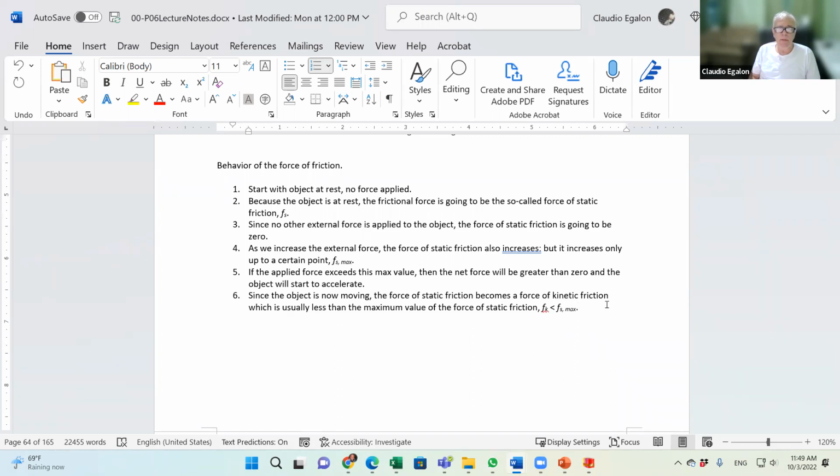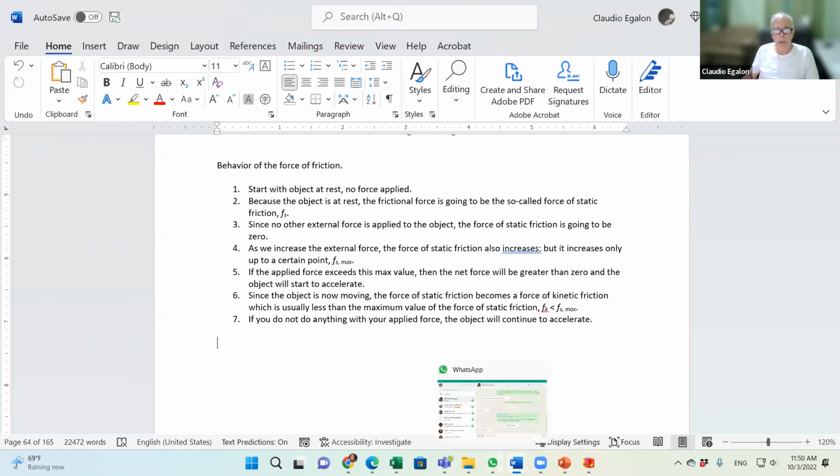Since the object is moving, the force of friction becomes a force of kinetic friction. At this point, if you do not do anything with your applied force, the object will continue to accelerate. Okay, that's what you have to know.